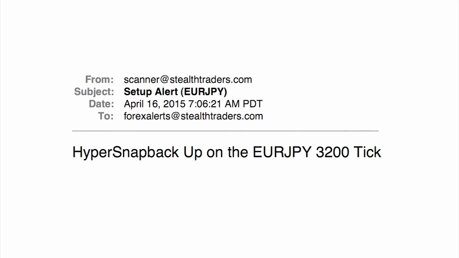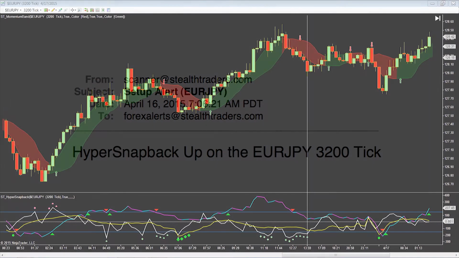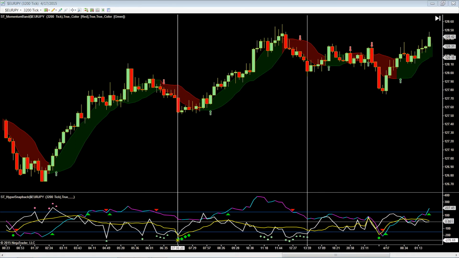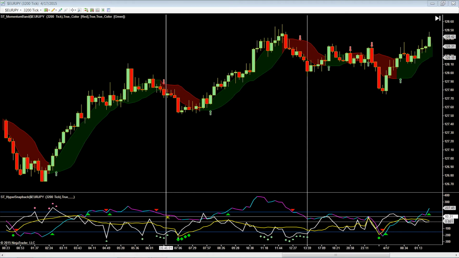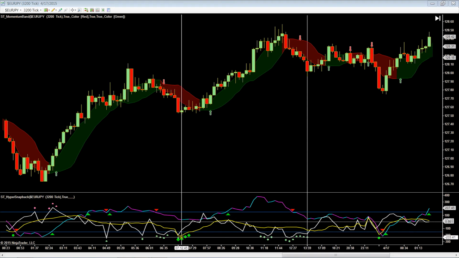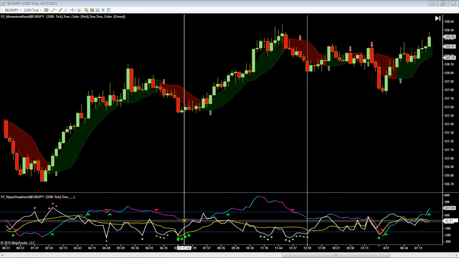Okay, now let's look at a Forex alert. Hyper snapback up on the euro Japanese yen 3200 tick at 7:06 a.m. Pacific time. Let's go to the chart. Here we have our hyper snapback up, the green diamond below the yellow line. We want to check our trend line. It's magenta. After the second signal, the line starts to turn blue.